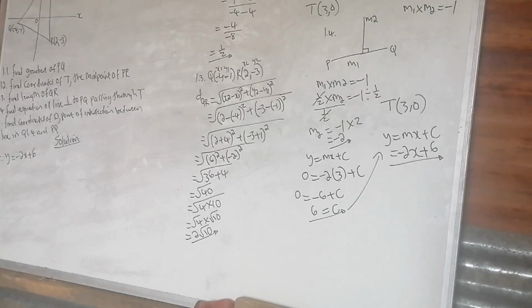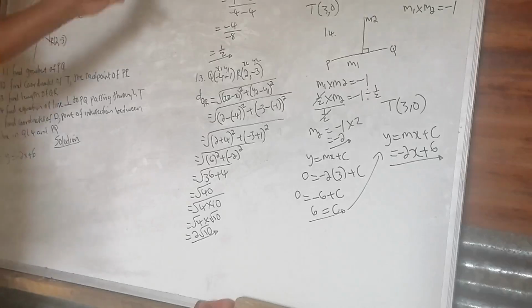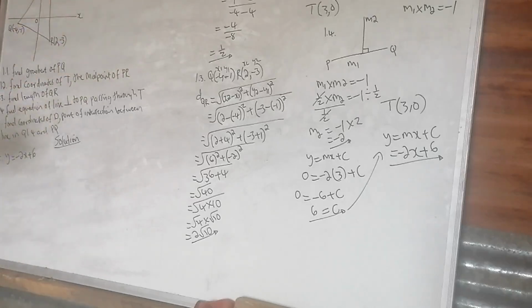we will need to find first the equation of a line PQ, because at the point of intersection the two lines are equal. At the point of intersection, between the line in question 1.4 and PQ. So we need to go first and find the equation of a line PQ. And it's very simple to find that.